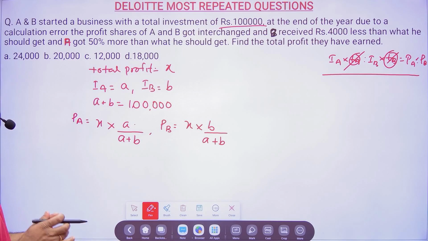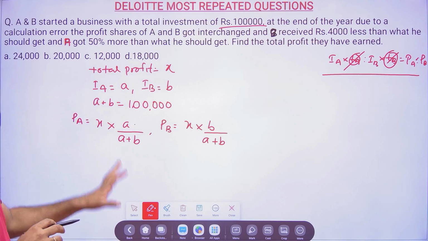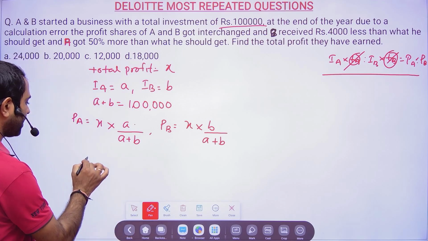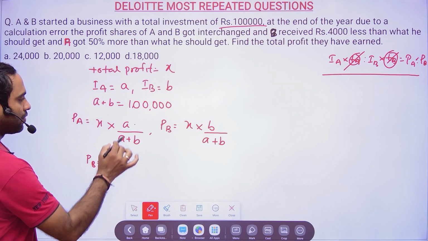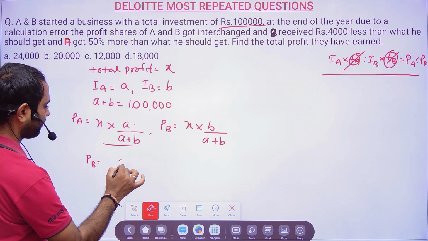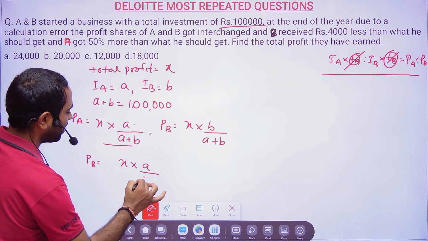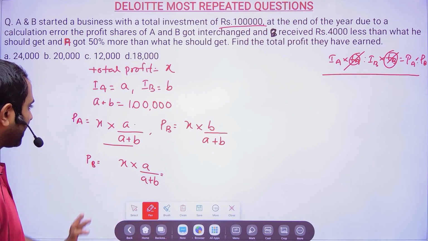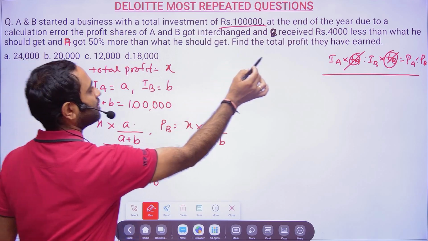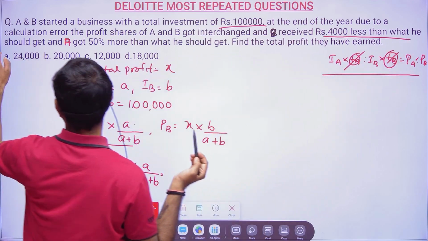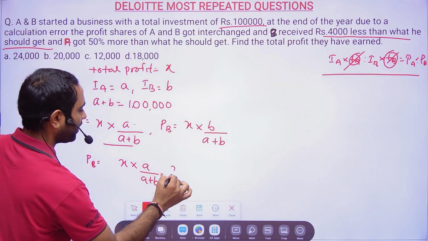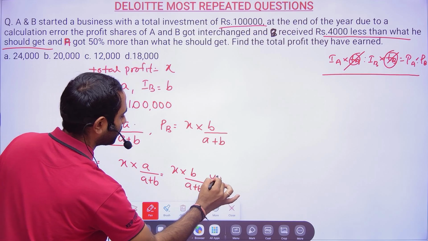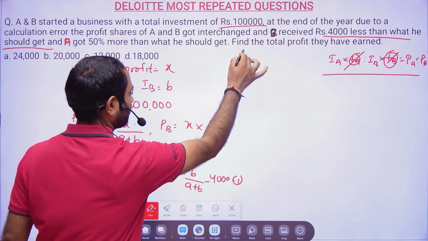Fine. Now what they are telling, see, A and B profit is interchanged. So what is the B profit now? B's profit now will be X into A divided by A plus B, which is actually 4,000 less than B's profit. So B profit is X into B divided by A plus B minus 4,000. This is my one equation.